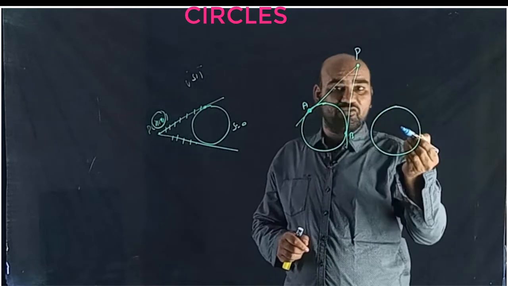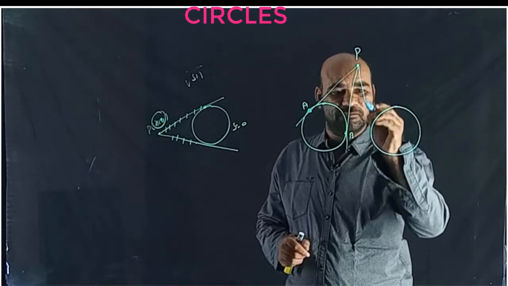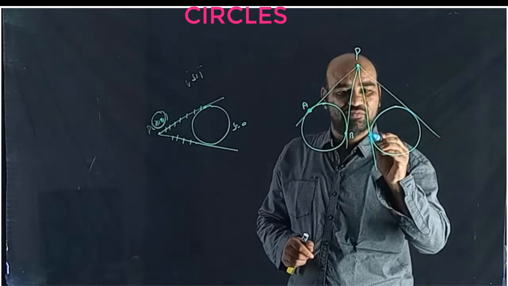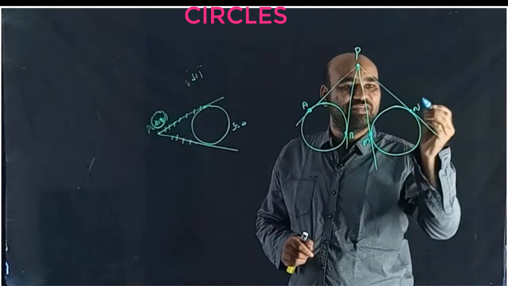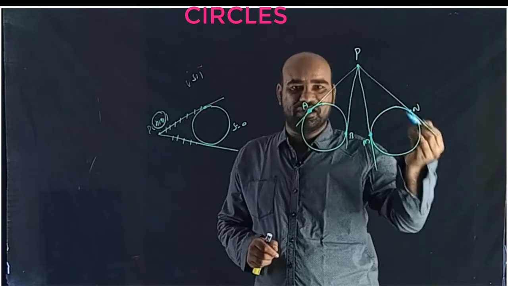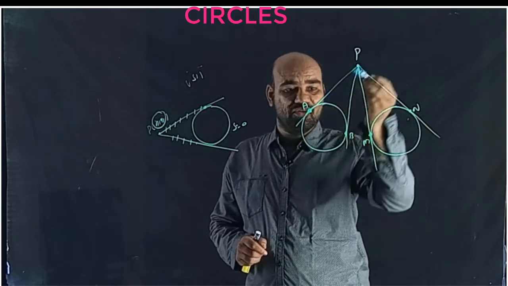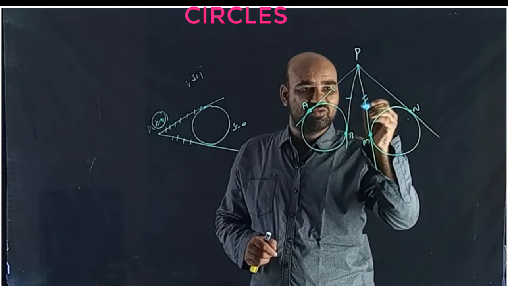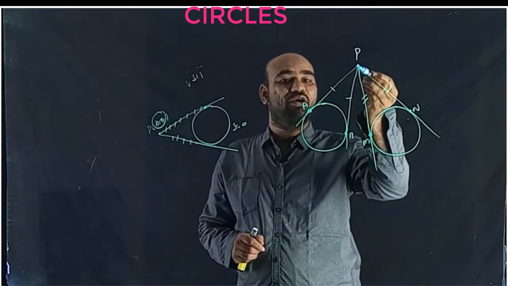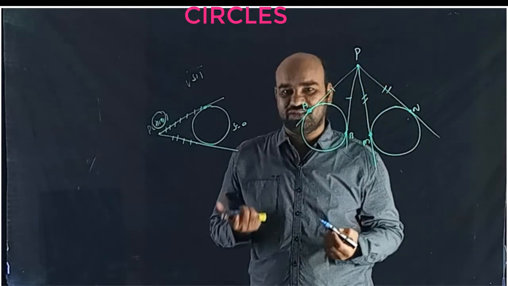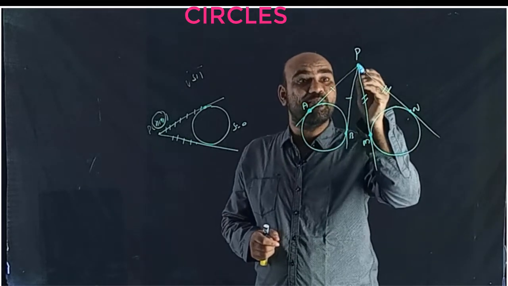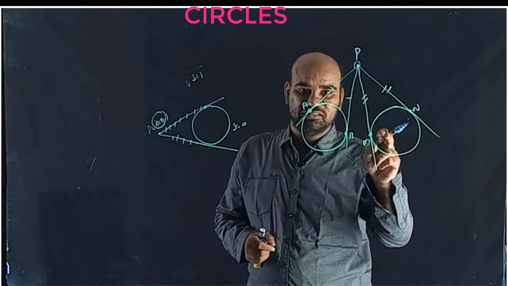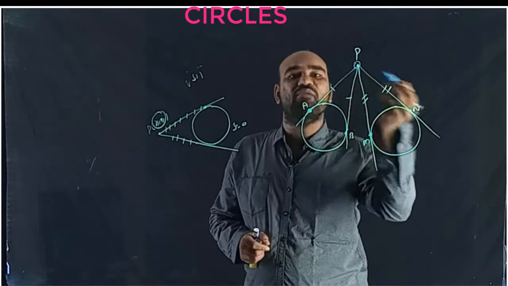Through this point you can also draw two tangents to the second circle. These are the two tangents, say touching at M and N. What is the important thing? PM equals PN. PA equals PB and PM equals PN. So these two are the same and these two are the same. Don't think that PA equals PM; it may or may not. That means from a point, if tangents are drawn to two circles, the tangent segments may or may not be equal.